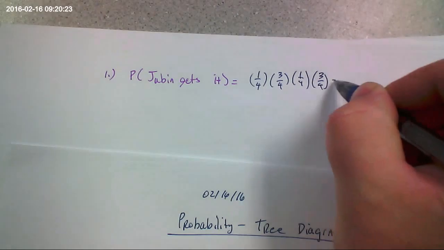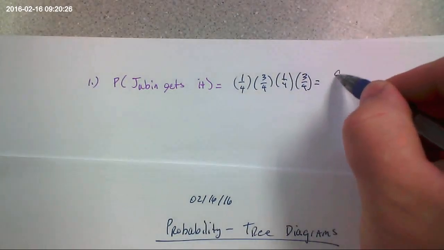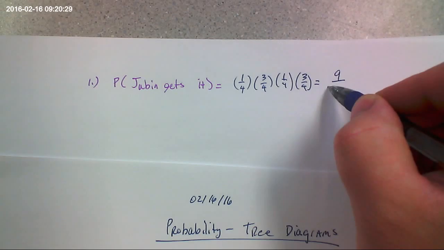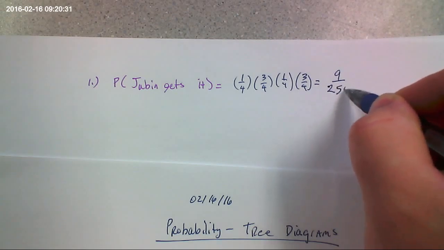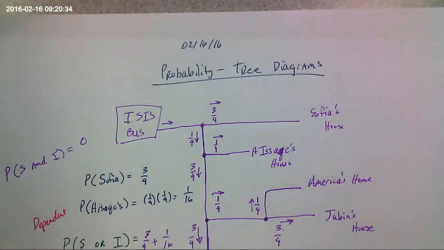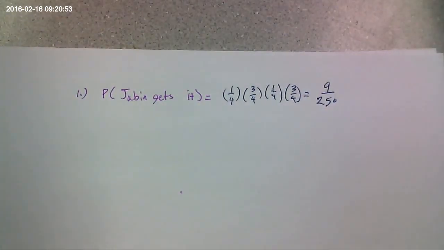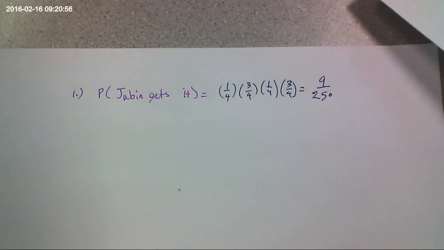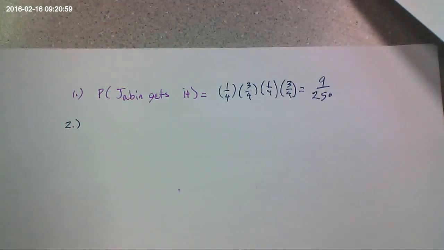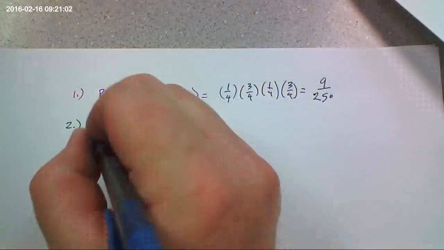So are we good? Yeah. And so that's 9 over, you said 256. Really? 256. Okay. Let's see. Does everybody agree or does anybody disagree? I don't know, Christina, what do you think? You agree. So everybody got that? Yeah? Okay. That's what I got. So, the probability that Jubin gets it. Good. Alright, second one. Let's talk about the probability that America is toast.